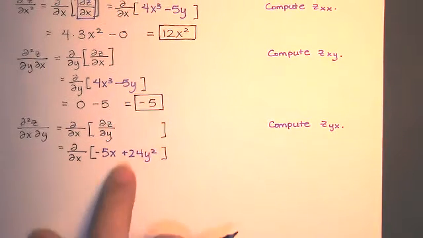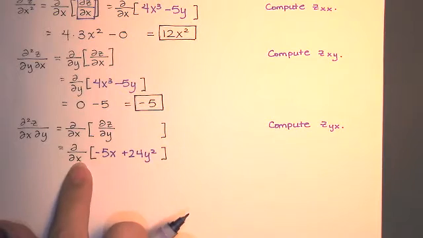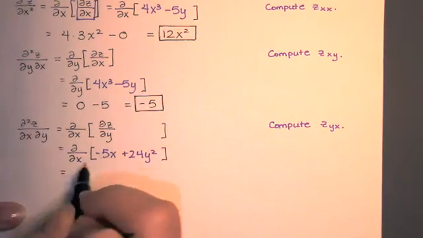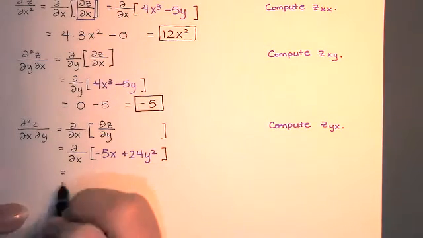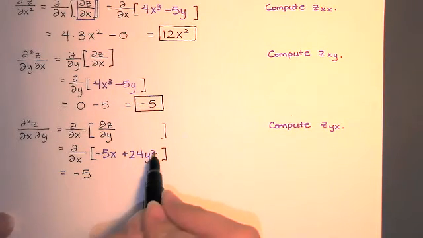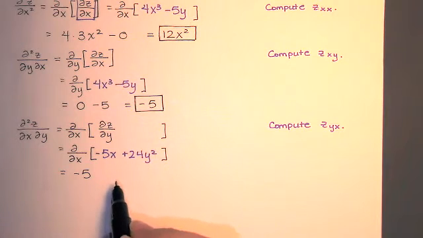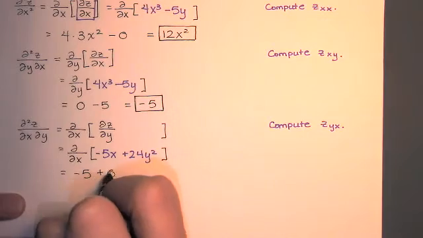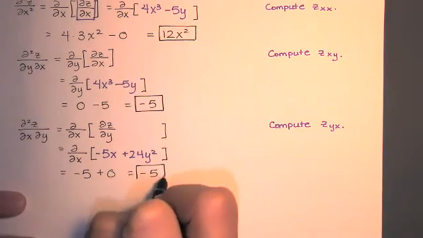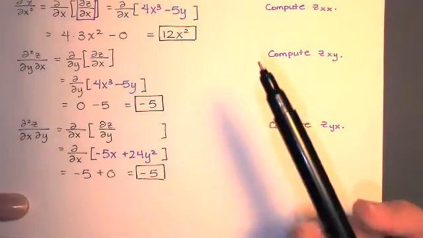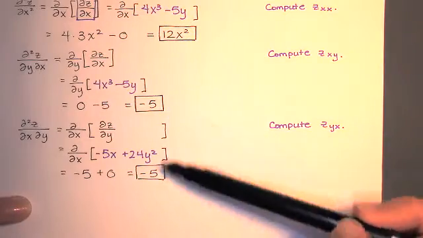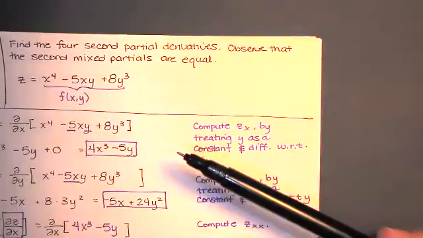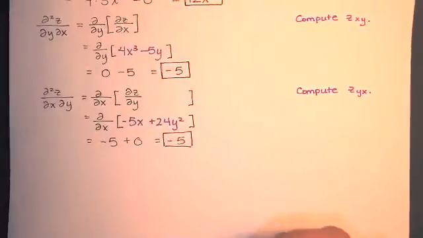So for this mixed partial, I take the partial of z with respect to y, and I take its partial derivative with respect to x. The derivative of negative 5x with respect to x, just a constant times x, is just the constant. And there are no x's in this 24y squared term, so that might as well be a constant. The derivative of a constant with respect to x is 0. And so we get negative 5, and that's a very good sign. That means our mixed partials did turn out to be equal, and we were expecting that. And we even said, observe that the second mixed partials are equal. So now we're observing, we say, yep, that's right.